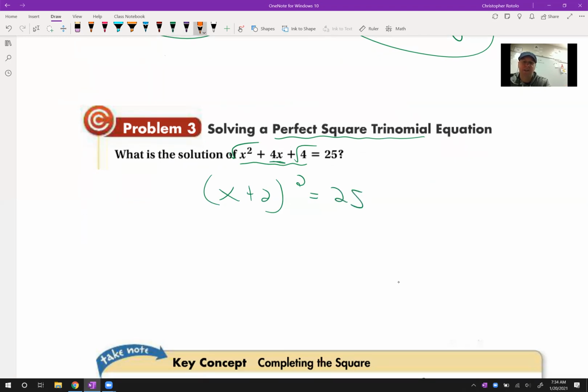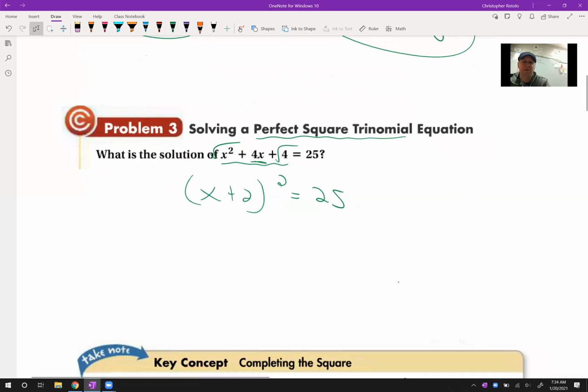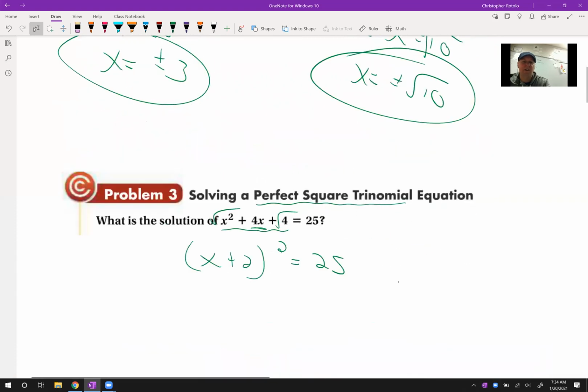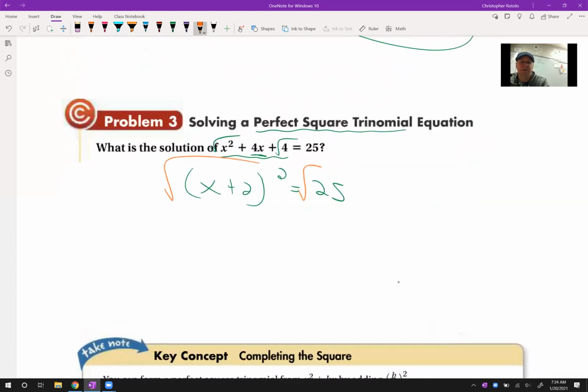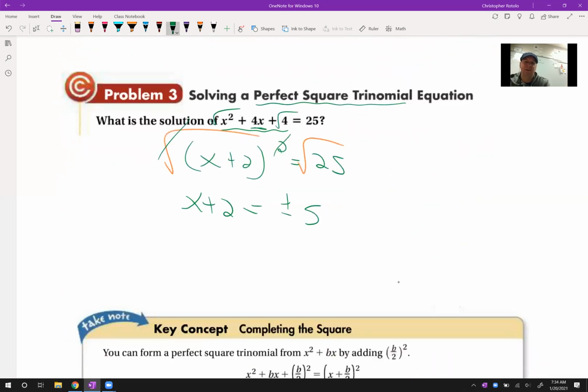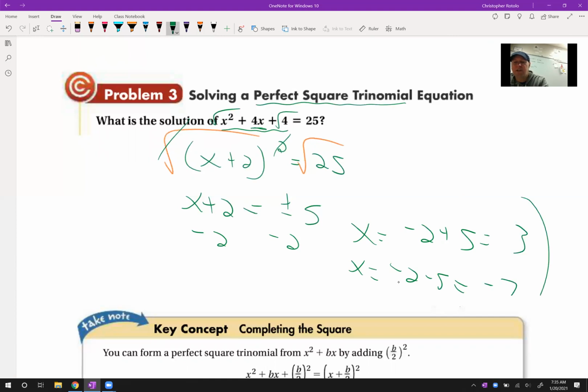And now that I have a square by itself, just like we did up here, once the square is there, to get rid of the square, we're going to take the square root. So now I have x plus 2, because the square root and the square cancel each other out, and this is plus or minus 5. That's probably the only real change, is we do have to consider the negative part of this now. So negative 2, negative 2. All right, so here's what I have. x equals negative 2 plus 5, and x equals negative 2 minus 5. So I'm going to get 3 and negative 7 as my two solutions to this whole thing right here.